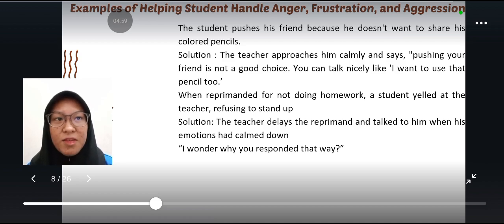When reprimanded for not doing homework, a student yells at the teacher, refusing to stand up. The teacher delays the reprimand. I wonder why you respond that way.